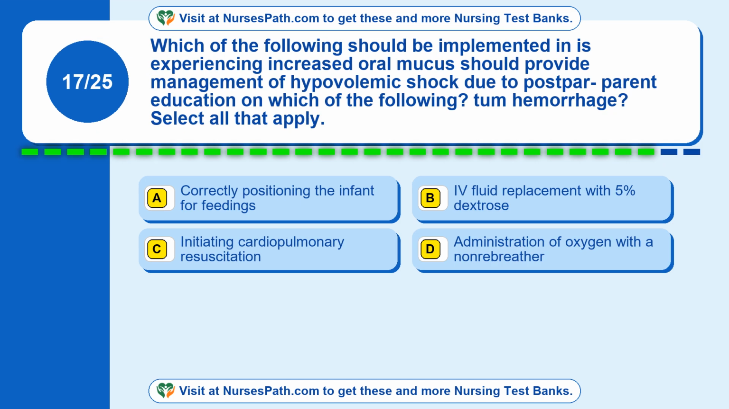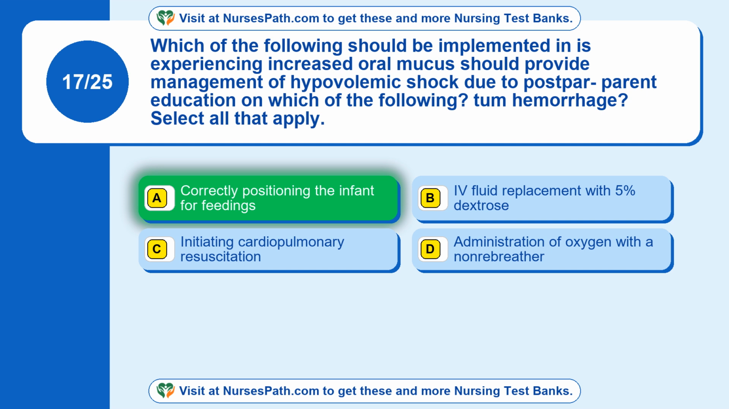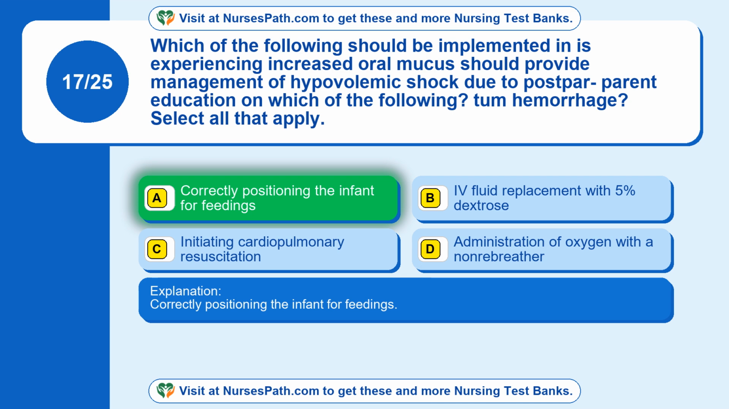Question 17. Which of the following should be implemented for a client who is experiencing hypovolemic shock due to postpartum hemorrhage? Select all that apply. Option A. Correctly positioning the infant for feedings. Option B. Fluid replacement with 5% dextrose. Option C. Initiating cardiopulmonary resuscitation. Option D. Administration of oxygen with a non-rebreather. The correct answer is option A. Correctly positioning the infant for feedings.